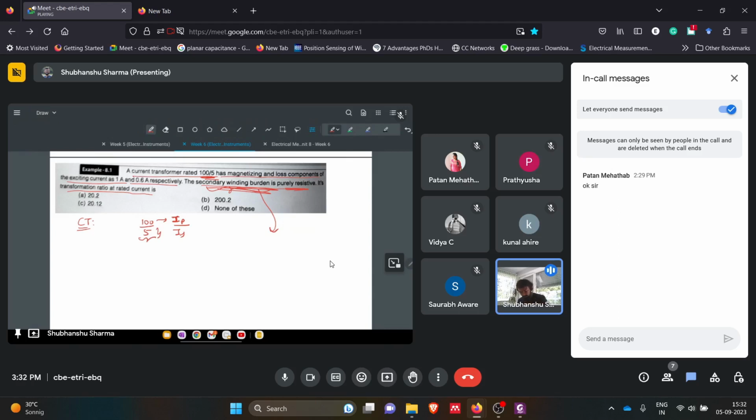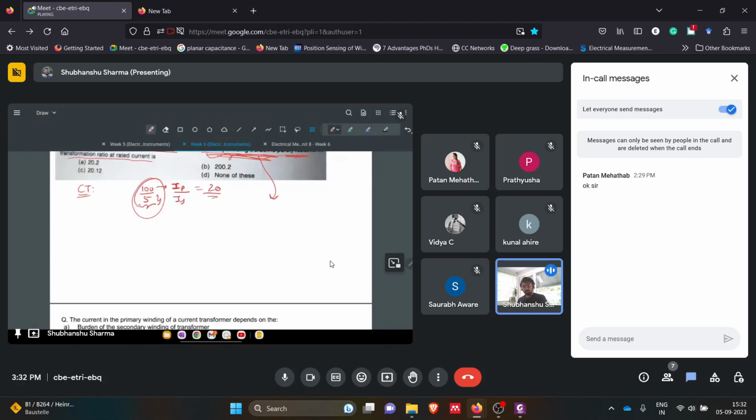So this is 100 by 5, but because of the magnetizing and loss components in the primary side of the current transformer, we will not get this ratio. This was 20, but instead of 20 we will get something else. That is the ratio error which we have talked about in this week and in the previous questions also. But what will be the ratio error, and the final transformation ratio after the introduction of magnetizing and loss components?